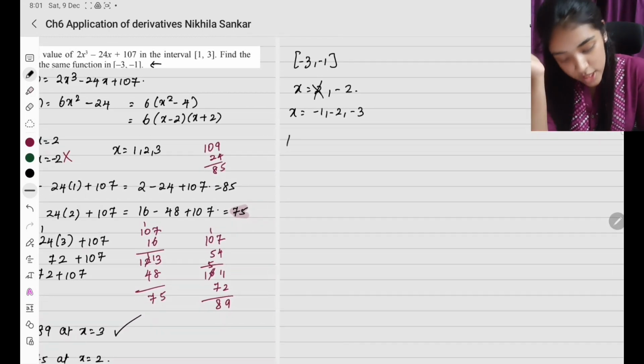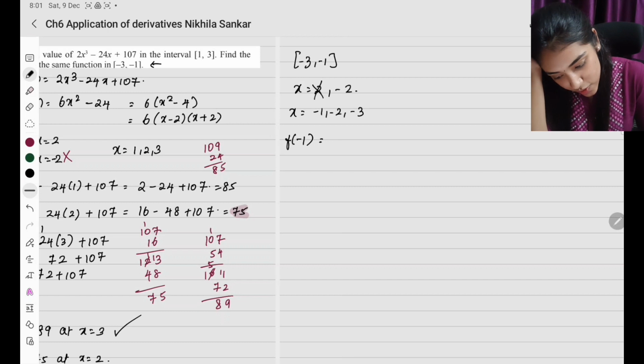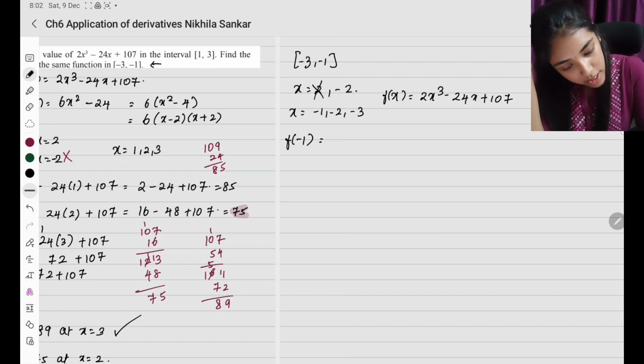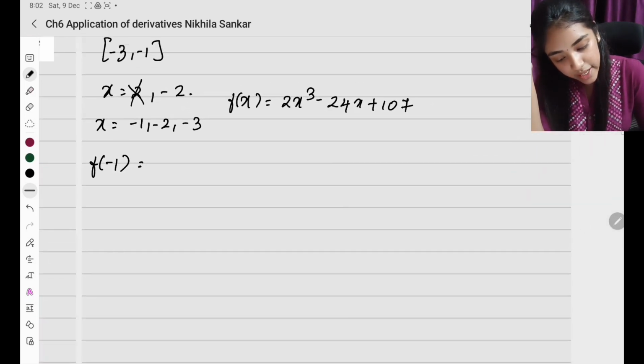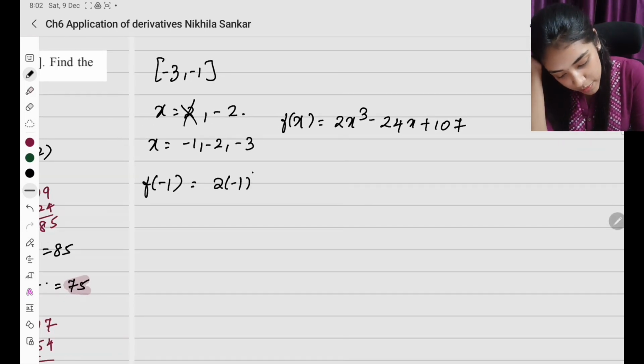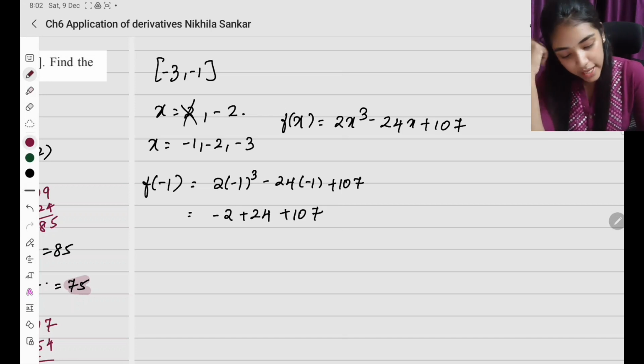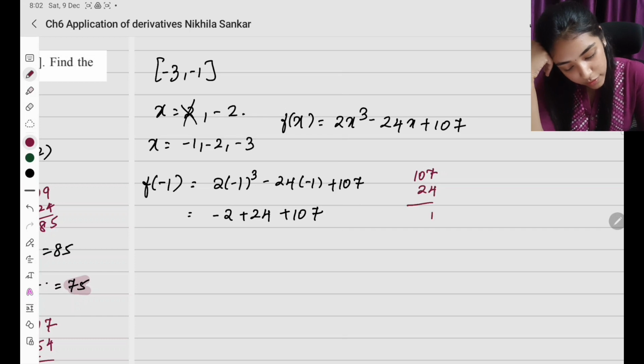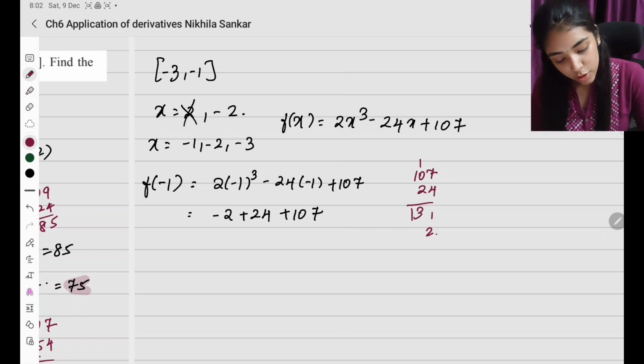The sign will change. So when I do f of minus 1, I'll write my function here. F of x equals 2x cube minus 24x plus 107. So when I solve this, what do I have? Be careful with the sign. Put the same values, same numbers. Please solve it one more time. So 2 times minus 1 the whole cube minus 24 into minus 1 plus 107. So this is going to be minus 2 plus 24 plus 107. So when I add the positive values, 107, 24, 131 minus 2, which is going to be 129. So this value is going to be 129.